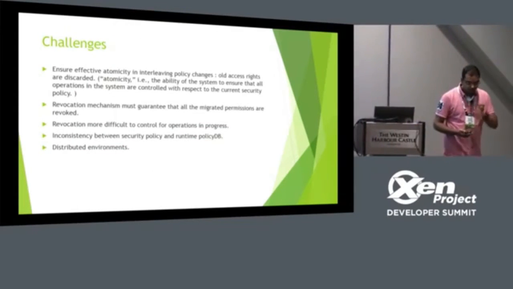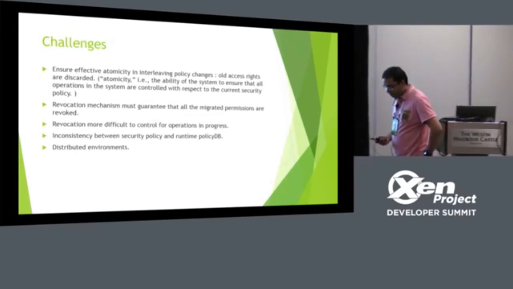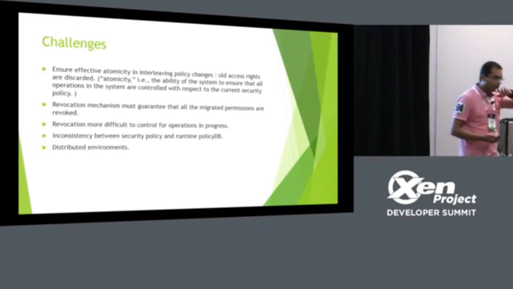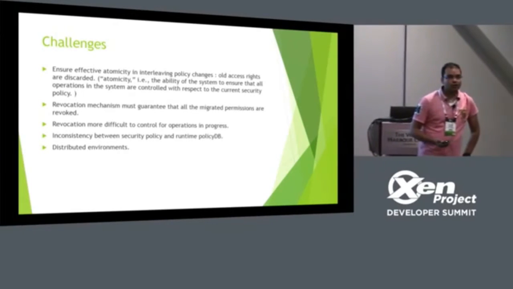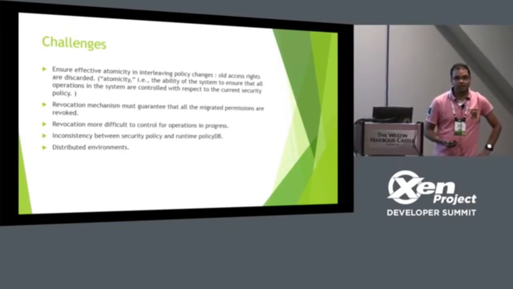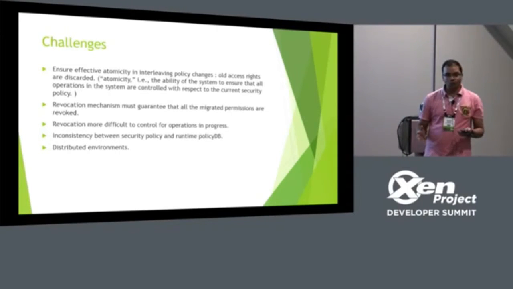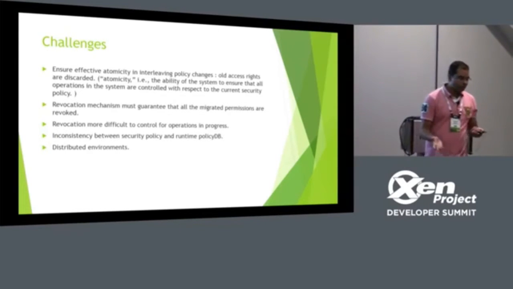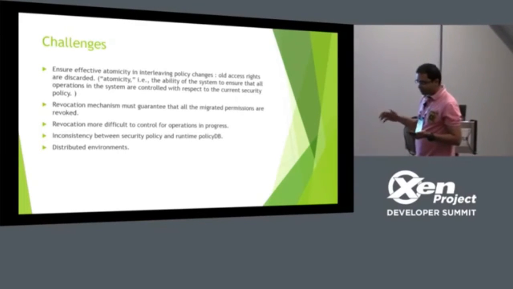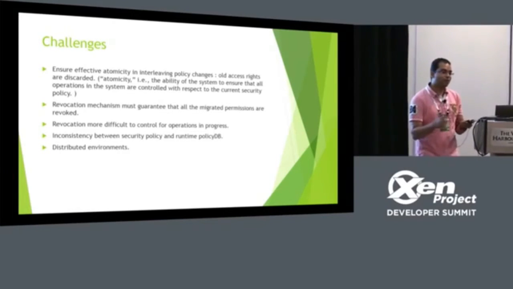So what are the challenges in this approach? It's easy to say that we can dynamically load and unload or revoke and grant privileges, but how do we ensure atomicity? A policy may already be loaded in the system, and there are many operations using that policy. So what will happen to those operations if I dynamically change the policy or dynamically revoke permissions or add more permissions? Atomicity has to be ensured so that the new rules override the previous rules that are already there.